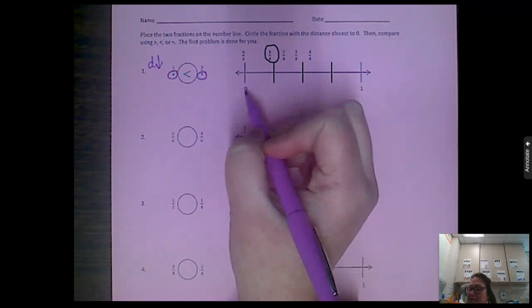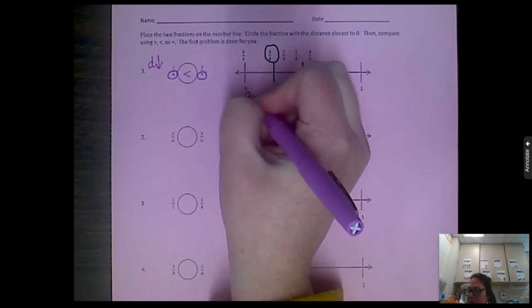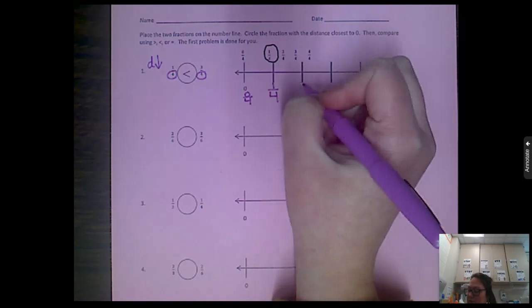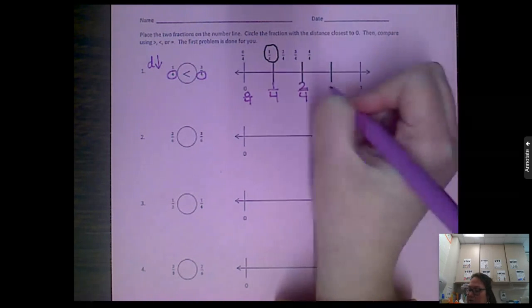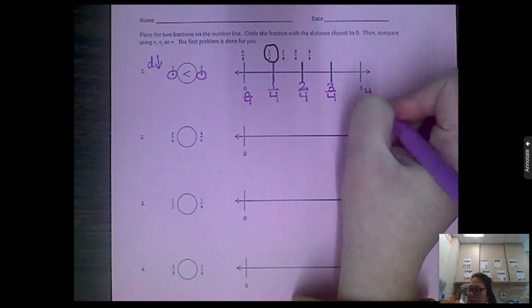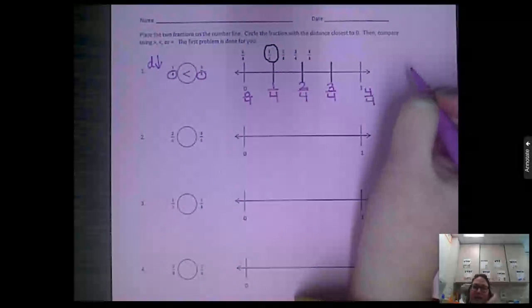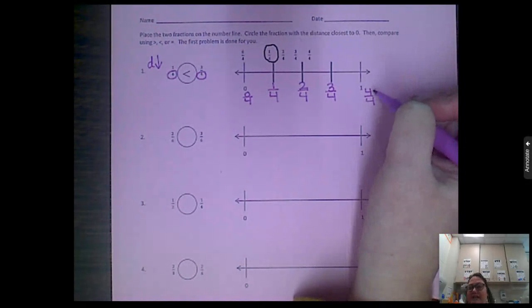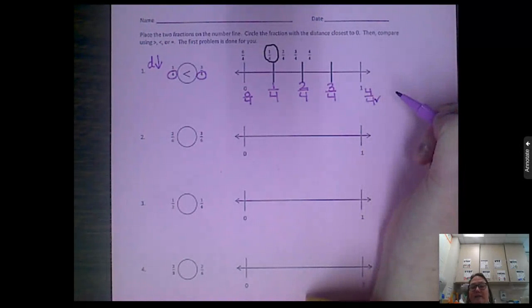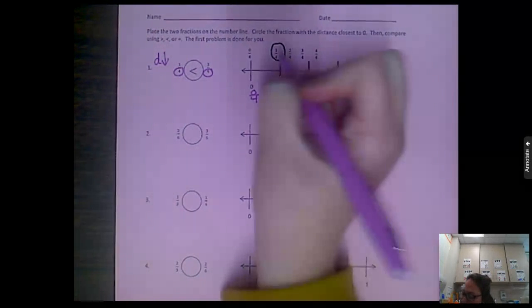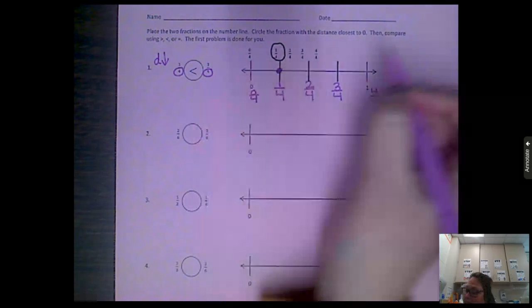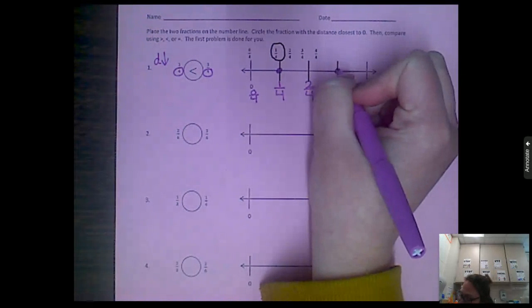At 0, we know that it would be 0/4. Then this would be 1/4, and this would be 2/4, 3/4, and at 1 whole would be 4/4. Remember yesterday our lesson, if I'm at a whole, I can stop and check: 4 divided by 4 equals 1. Yes, I know that I'm correct. We are comparing 1/4, so I'm going to put a point on 1/4. The other fraction we're comparing is 3/4, right here.